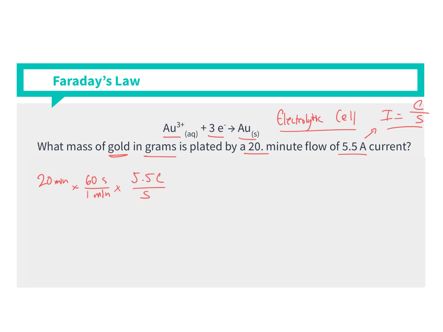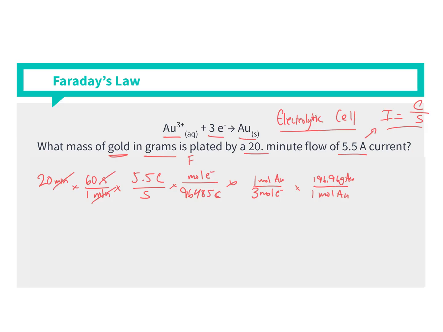Now we can use Faraday's constant F, which relates coulombs to moles. We have 96,485 coulombs per mole of electrons. Now in our reaction, I have 3 moles of electrons per 1 mole of gold. At this point I'm at moles of gold. If I want to find the mass of gold, I just use the molar mass, or the atomic mass. So for every mole of gold, I have 196.96 grams of gold.